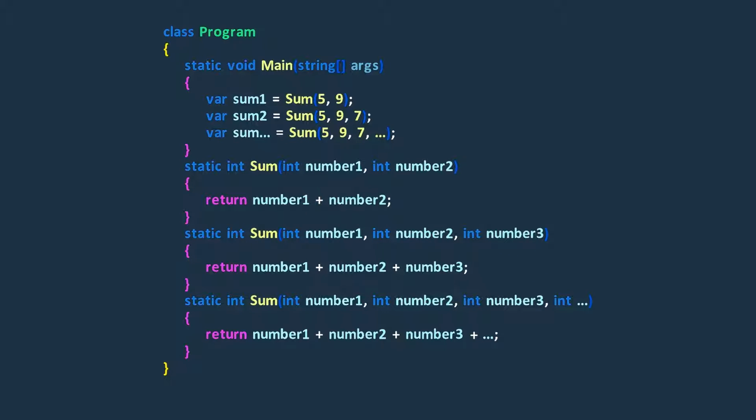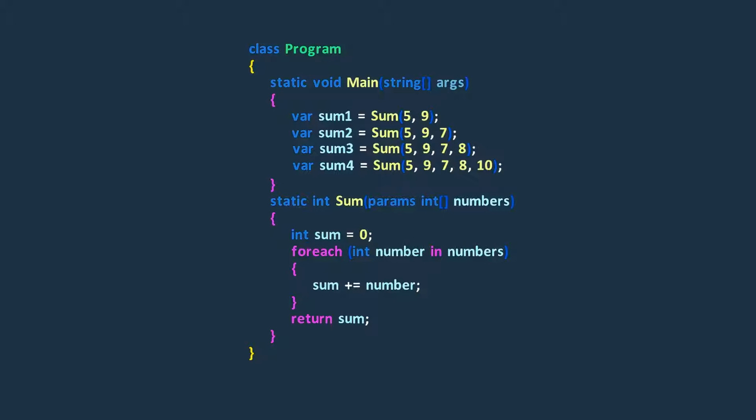Hello guys, welcome back. Imagine we want to add up different amounts of numbers. Normally, we would need separate methods for adding 2 numbers, 3 numbers, and so on. With params, we can make one method that works for any number of numbers.